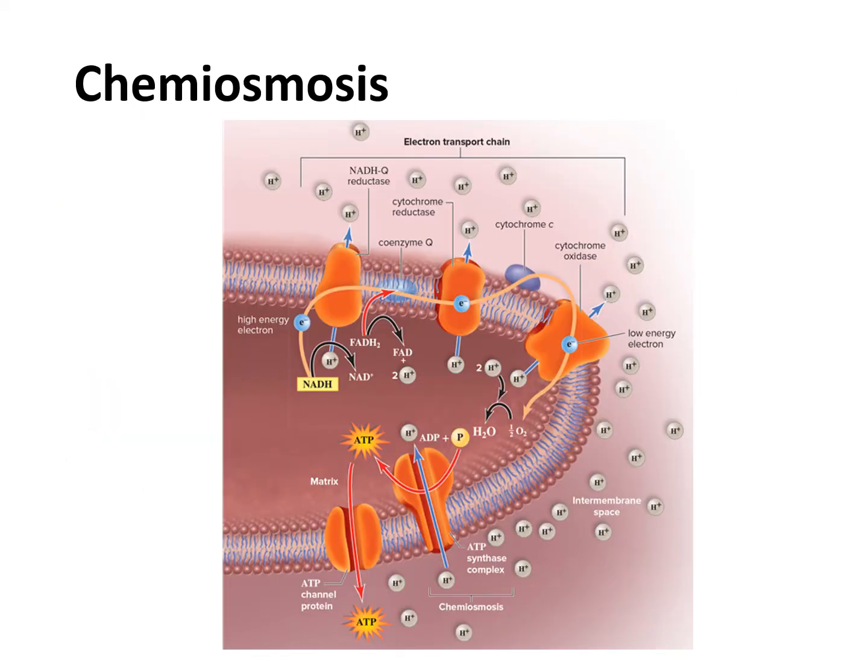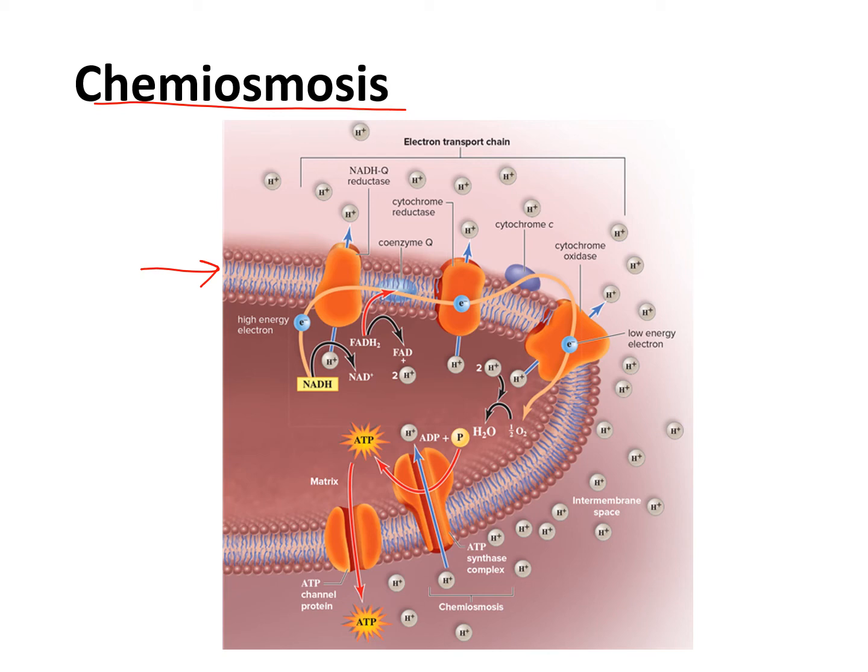The process by which the electron transport chain produces ATP is called chemiosmosis. And this is the same process that is involved in photosynthesis. And this is a dynamic process that involves the electron transport chain.